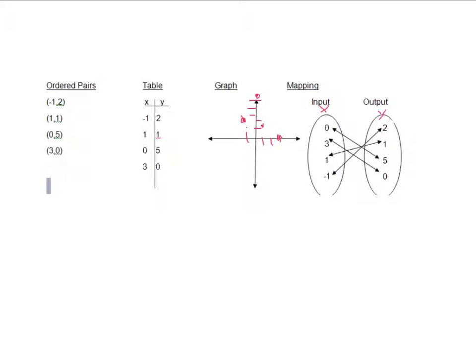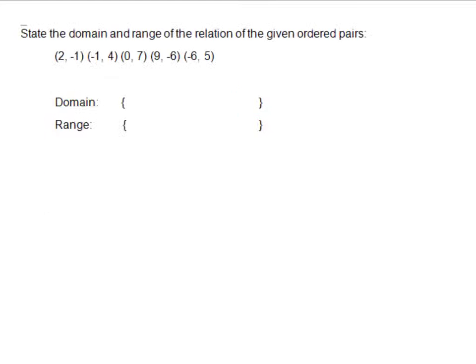So for example, over here I have 0, 5. 0 is in my x bubble, and then I have 5 in my y bubble, and there's an arrow connecting the two showing that 0 relates to 5. And they're all paired up the exact same way, like that. Alright, we're going to be using mapping later.